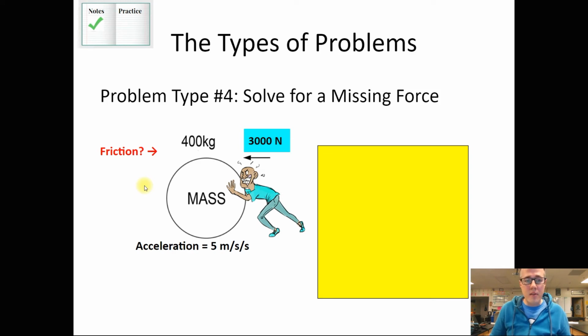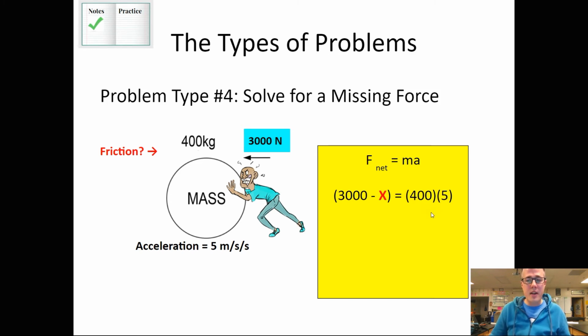Well, the good news is that we solve this with the same steps that we've been using so far. Always start with your equation. F net equals ma. So our F net part is the part that's going to help us to solve. We know that he's pushing that way with 3,000 and that friction is kind of countering some of that force. We're going to have to do 3,000 minus however much that friction is. We'll just put in an x. And that's going to be equal to the mass times the acceleration.